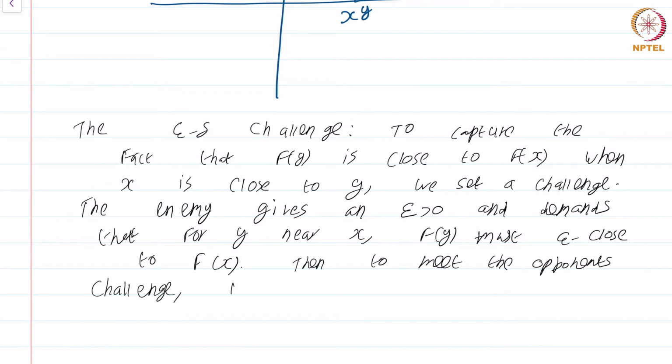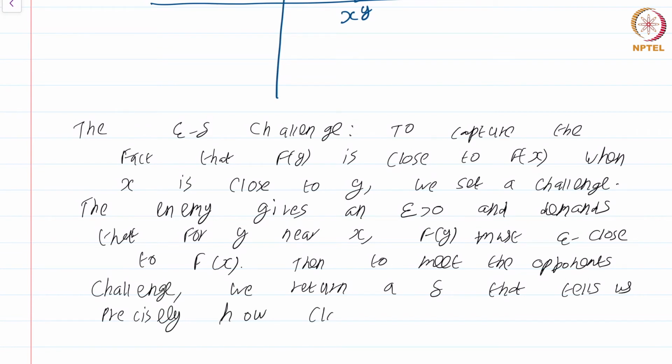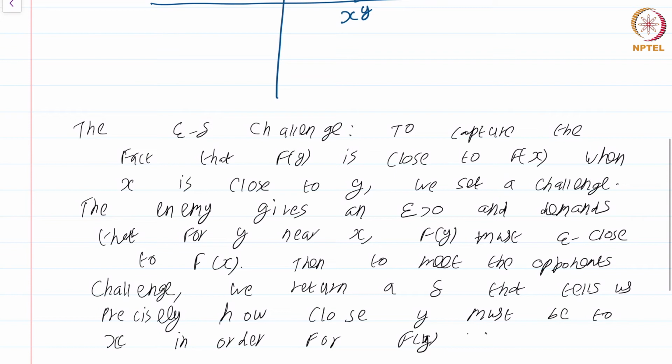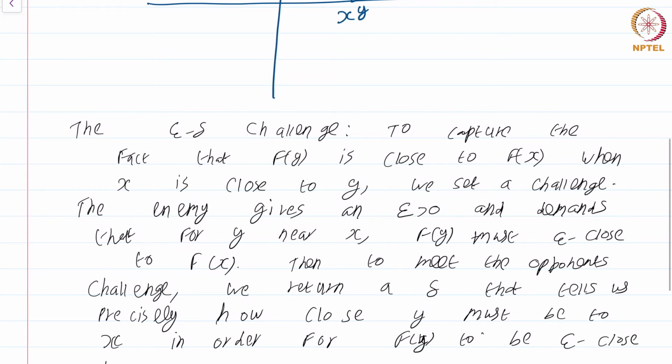we return a delta. That tells us precisely how close y must be to x in order for f of y to be epsilon close to f of x.